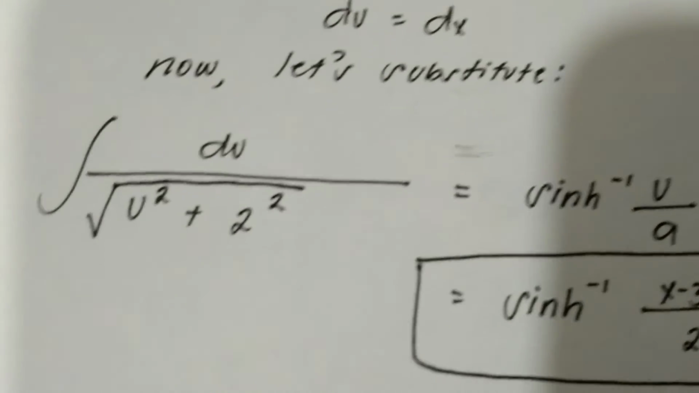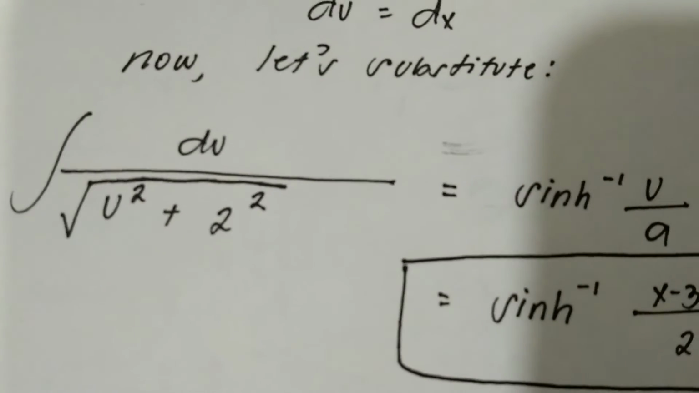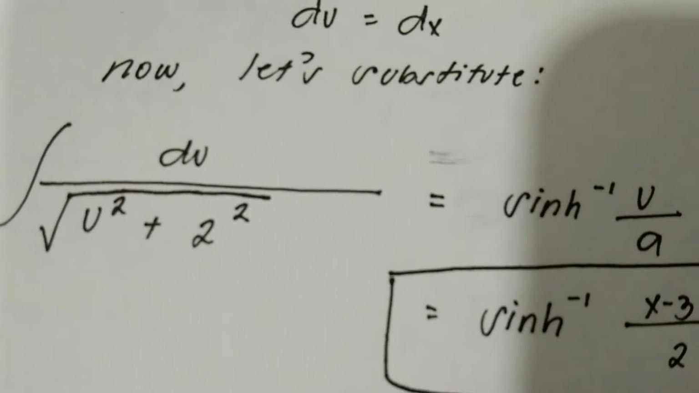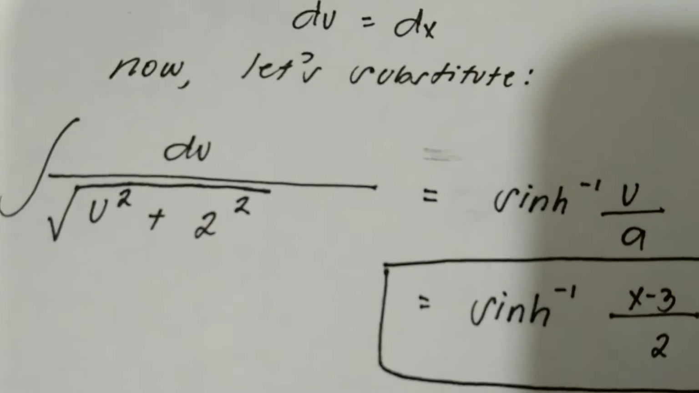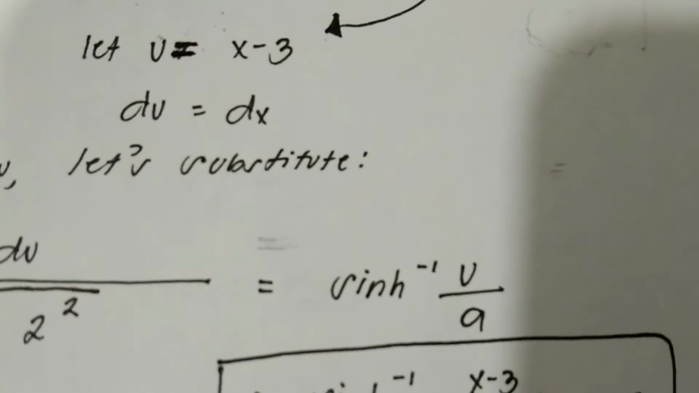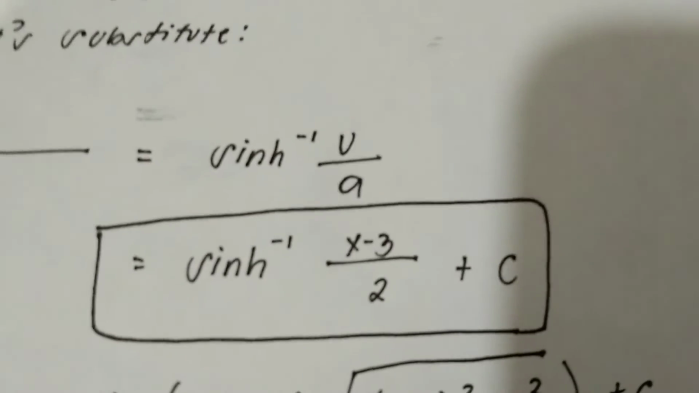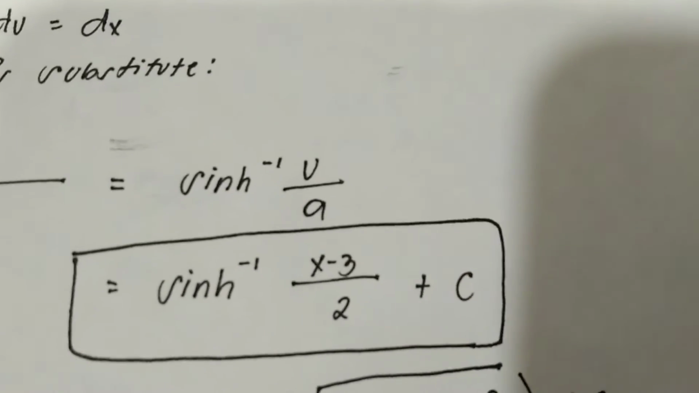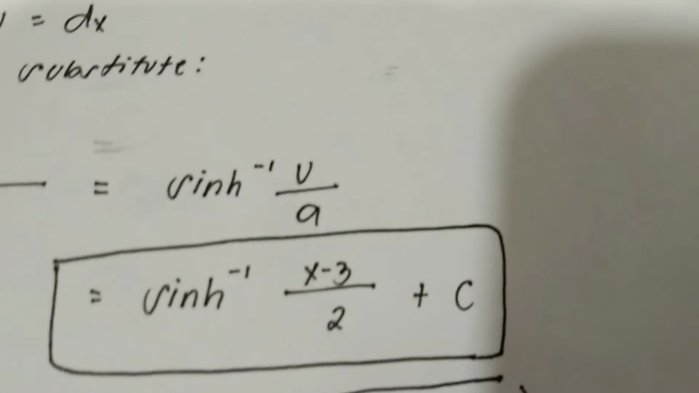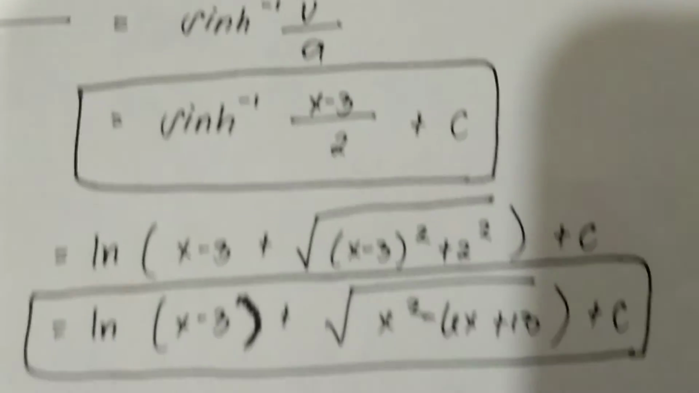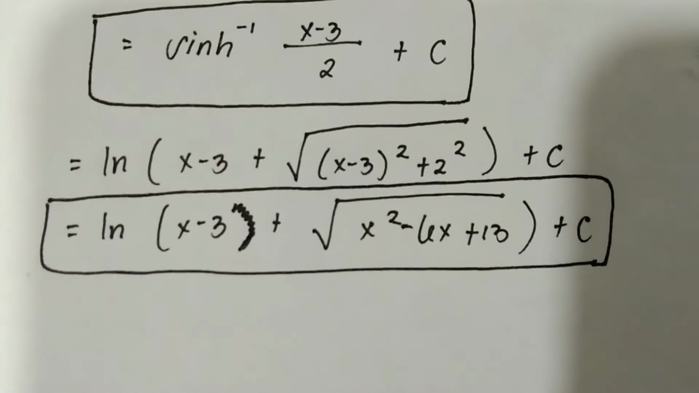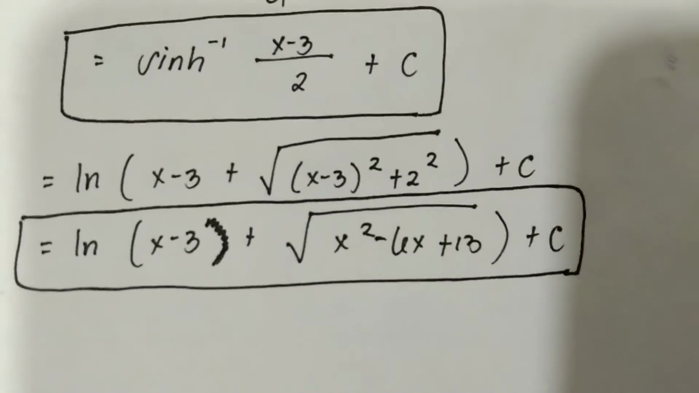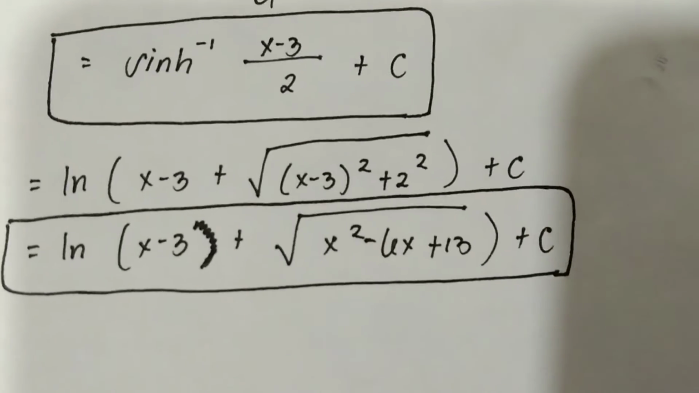Now we can substitute. dx is simply the integral of du over the square root of u squared plus 2 squared. So our formula here is arcsin of u over a. Therefore, the final answer is arcsin of x minus 3 over 2 plus c. Or we can also use this form right here, which is ln of x minus 3 plus square root of x squared minus 6x plus 13, plus c.